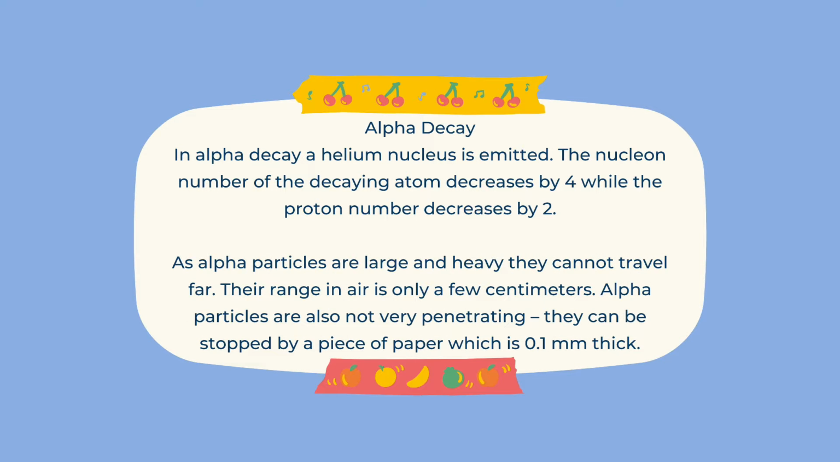Alpha decay. In alpha decay, a helium nucleus is emitted. The nucleon number of the decaying atom decreases by 4, while the proton number decreases by 2. As alpha particles are large and heavy, they cannot travel far. Their range in air is only a few centimeters. Alpha particles are also not very penetrating. They can be stopped by a piece of paper which is 0.1 mm thick.